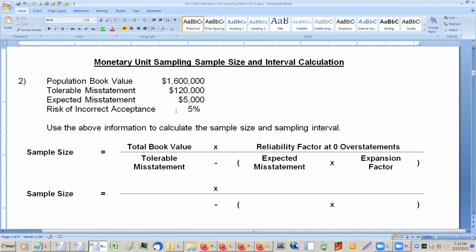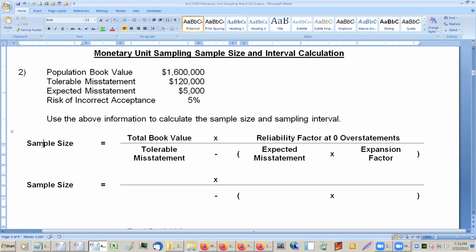So here is the sample size calculations. And it's a formula. It's not the easiest formula, but it's still easier than classical sampling. Okay, so what we're going to do is plug the numbers in here.